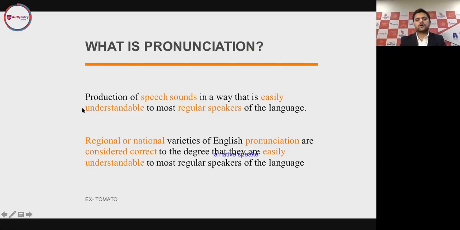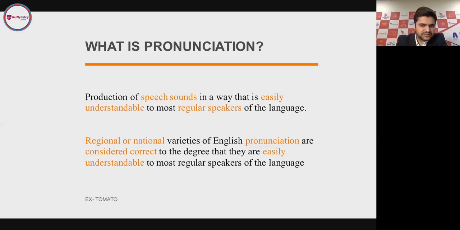All right, now what is pronunciation? From the perspective of PTE, pronunciation is basically the production of speech sounds in a way that is easily understandable to most regular speakers of the language, which means that if you're speaking very fast, with a lot of pace, but the words that you're speaking are not comprehensible, your pronunciation score can go down. That means that your pronunciation is not as expected.